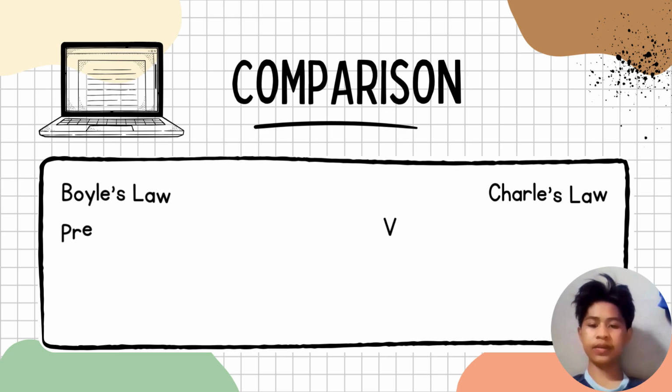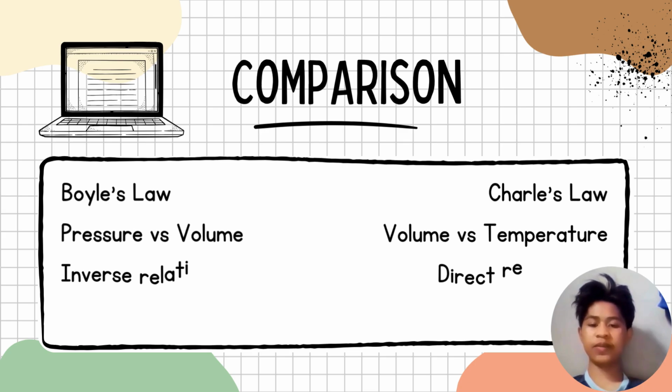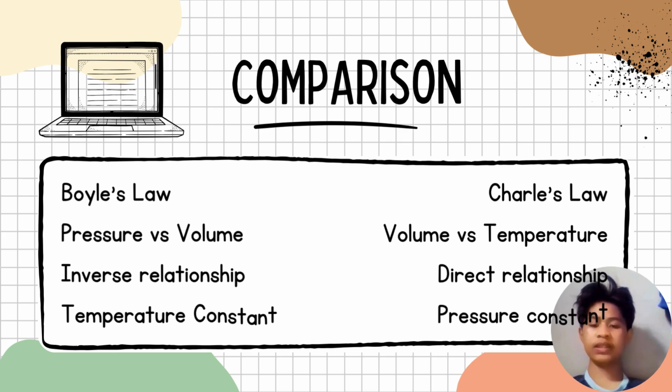In comparison, Boyle's law has pressure versus volume, an inverse relationship, and its temperature is constant. However, in Charles' law, volume versus temperature has a direct relationship, and its pressure is constant.